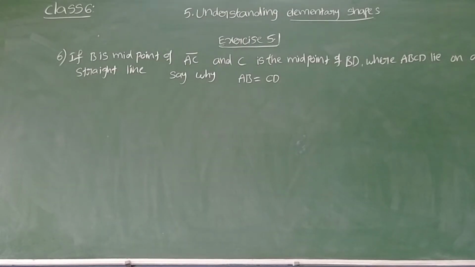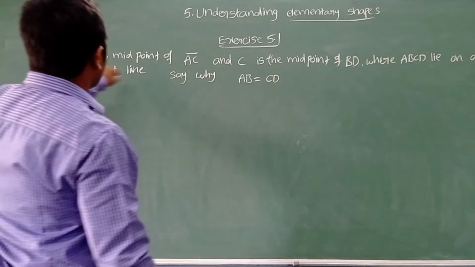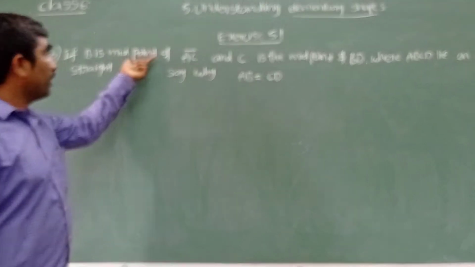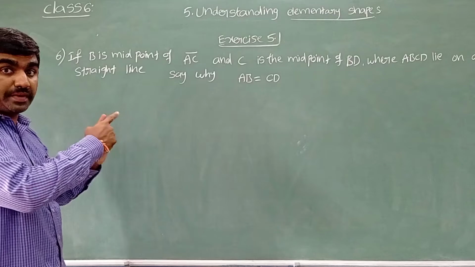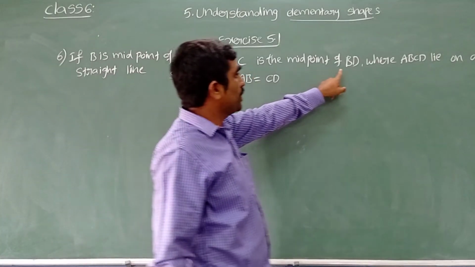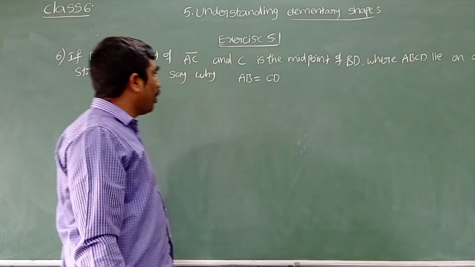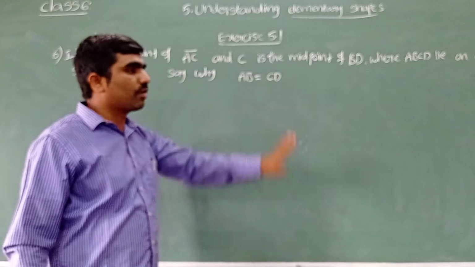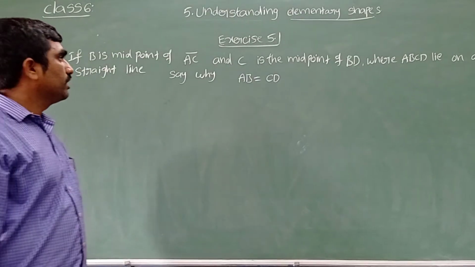Now let's see one more example from exercise beta. P is the midpoint of AC. What is meant by midpoint? It divides into two equal parts. B is the midpoint of AC, and C is the midpoint of BD, where A, B, C, D lie on the same straight line. Show that AB and CD are equal.